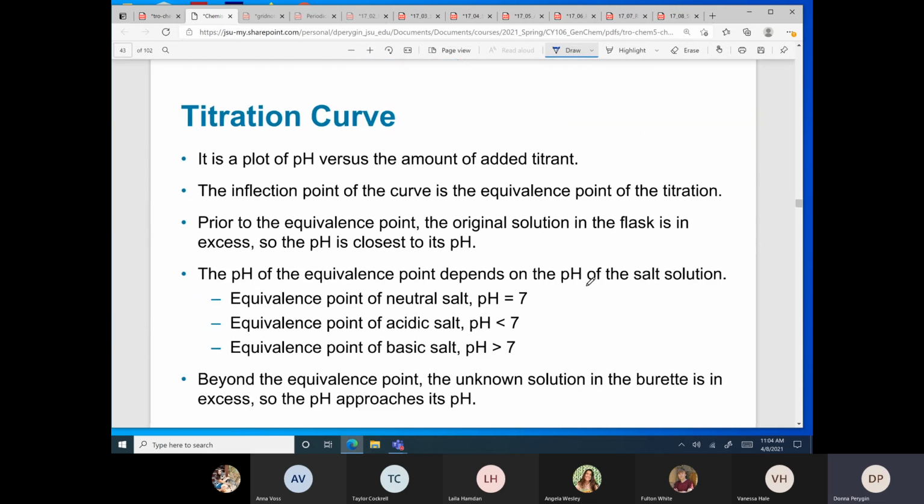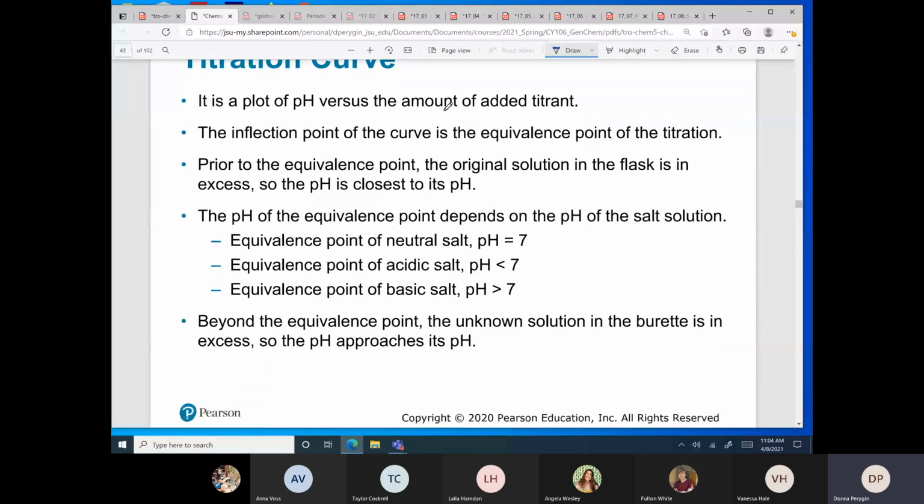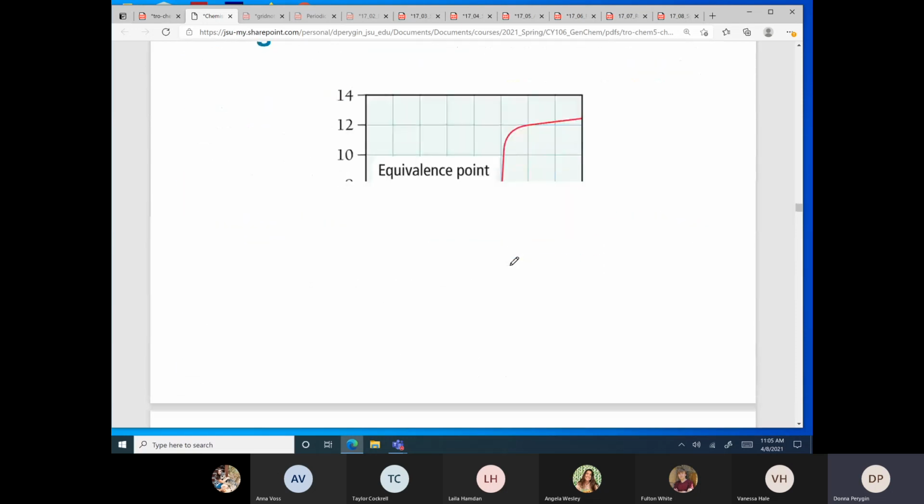Okay, so a titration curve is a plot of pH versus the amount of titrant added. So you would use a pH meter if you're going to do a titration curve. An inflection point, we're going to see a plot in just a minute. An inflection point of the curve is the equivalence point of the titration, so the center of that inflection point. Prior to the equivalence point, the original solution in the flask is in excess, so the pH is closest to the pH. I don't even know what they're talking about here. Let's look at what the curve looks like.